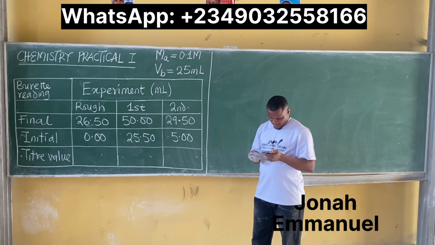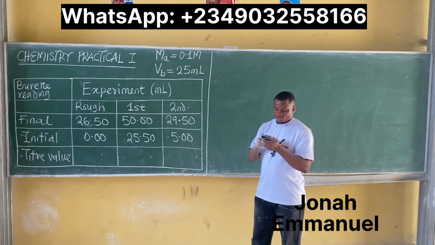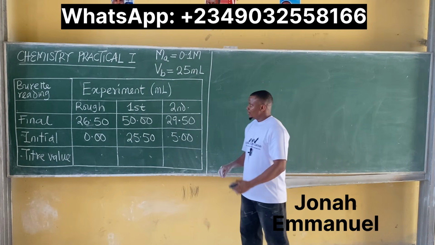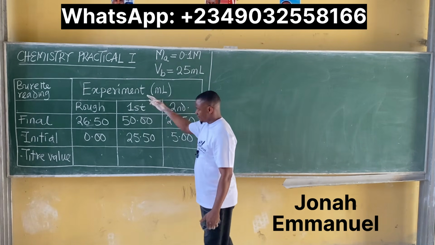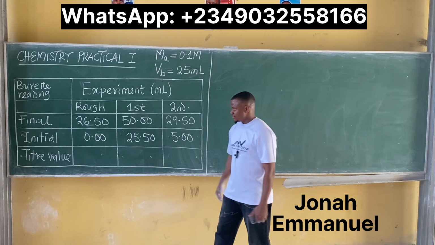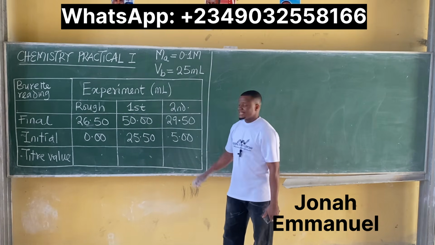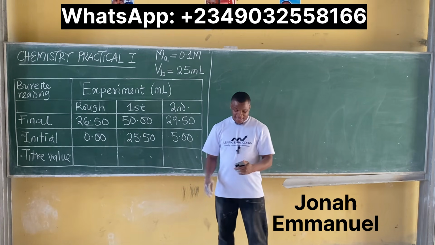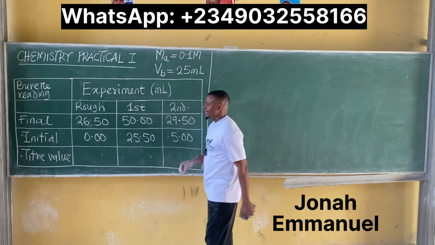The first thing you have there says you should complete the table. That's the first task. So how do we complete the table here? We have this table here. What we are asked to find is just the titer value. That's the missing part of the table, and we're asked to complete it. So how do you get titer value?